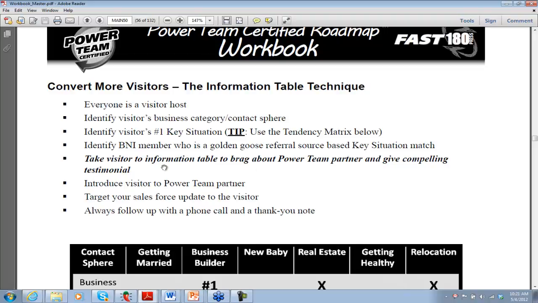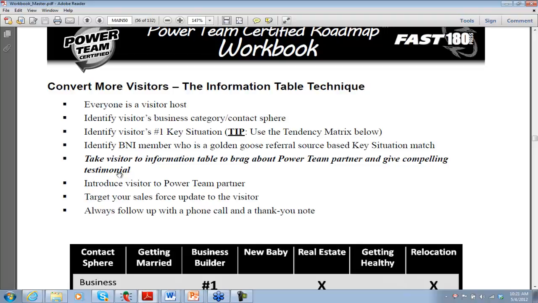Now, the information table is where you have flyers, trifolds, brochures, samples, promotional products, whatever it might be. Near the front of the room where the visitors walk in, this table is dedicated to collateral material. You walk the visitor over to the table and you give a compelling testimonial for the person you're about to introduce them to. You hand them the collateral material for the person.